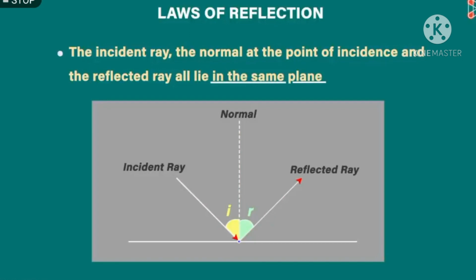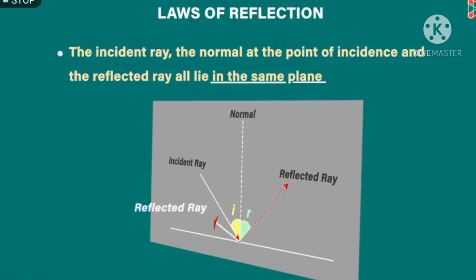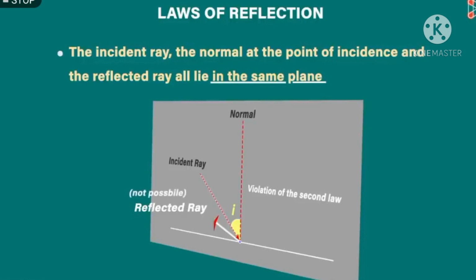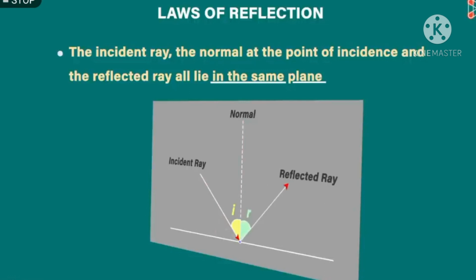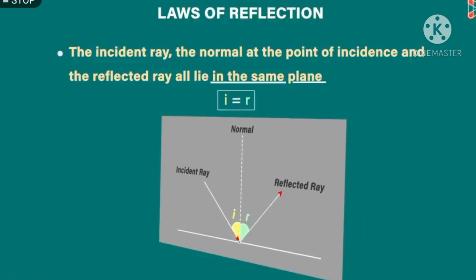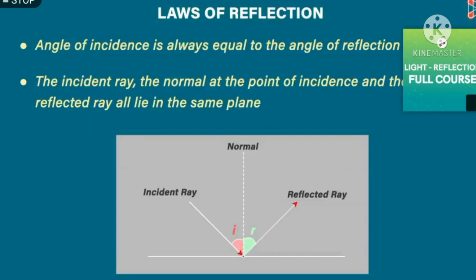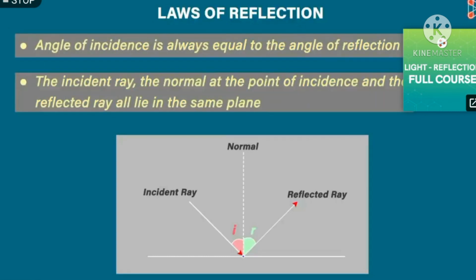For example, if the reflected ray is in this direction instead of this, then the diagram will look like this. The incident ray and normal are in the plane of the paper, whereas the reflected ray is not in this plane. This violates our second law, and hence this ray will not be reflected in that direction. This is just not possible. It can only be like this. I will be equal to R, and they will lie on the same plane. I hope both the laws are clear now. In the next lesson, we will see an experiment based on this concept which you can easily perform.